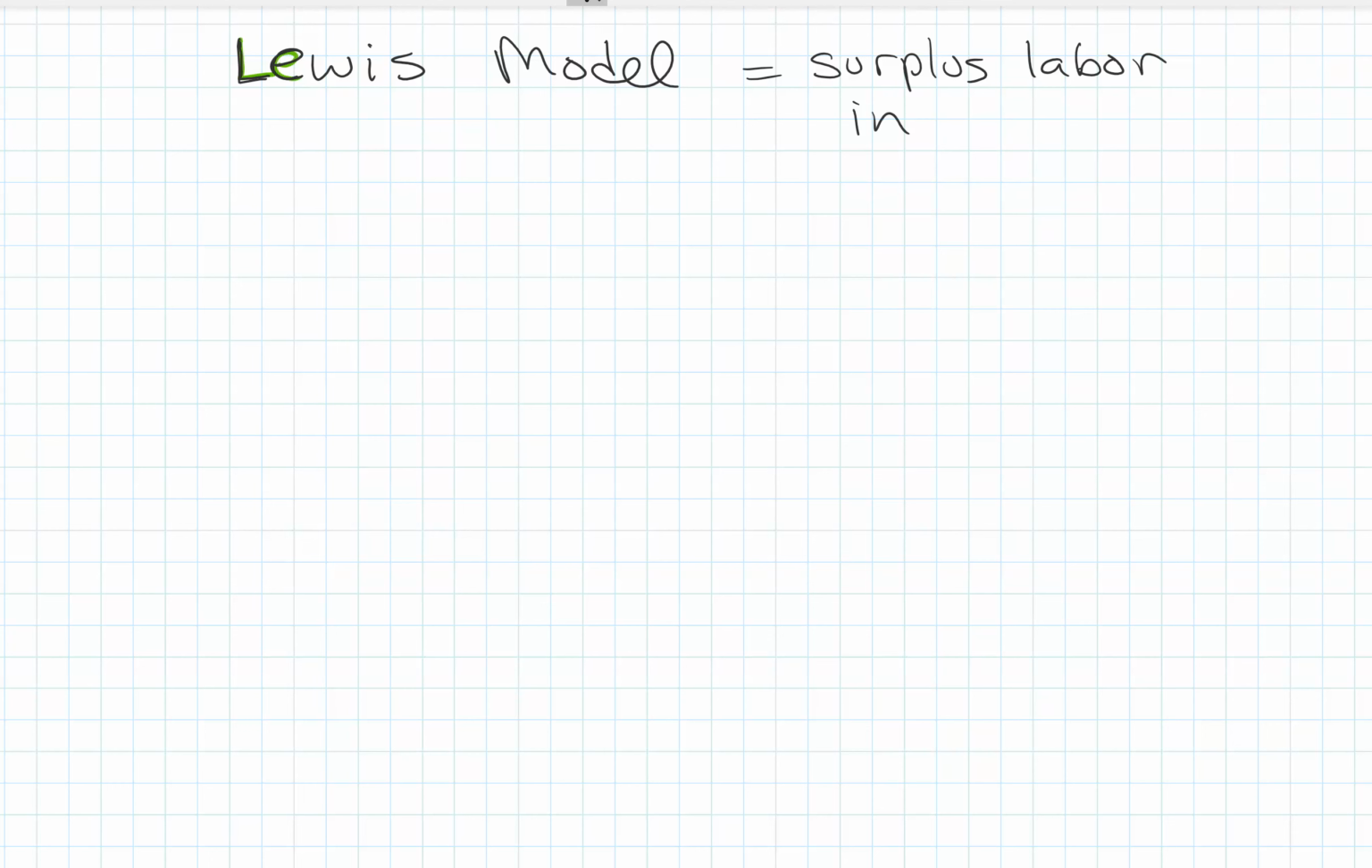So what do we mean by surplus labor? Well, surplus labor means labor that's not producing anything at the margin. It doesn't mean people are not working. It just means there's too much labor in this sector compared to the amount of available productive resources. So what would that look like?